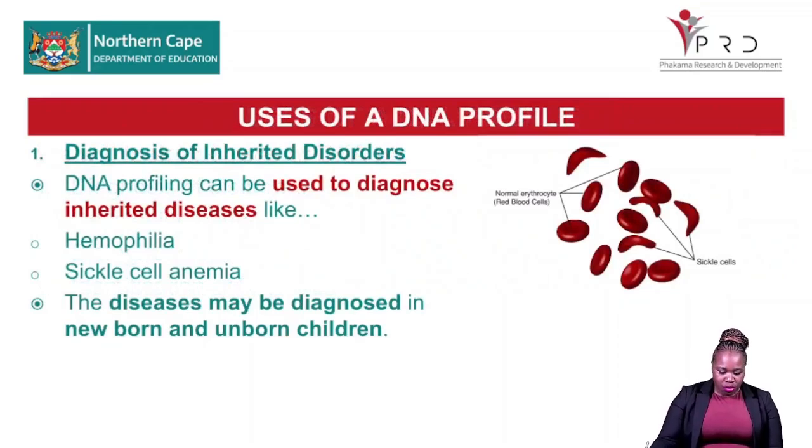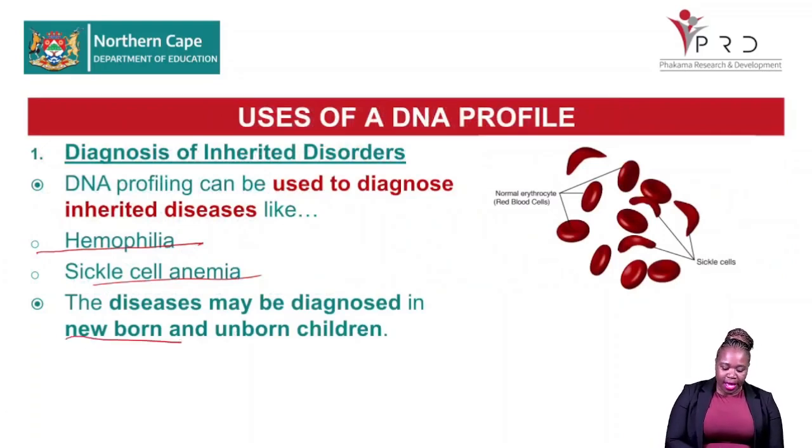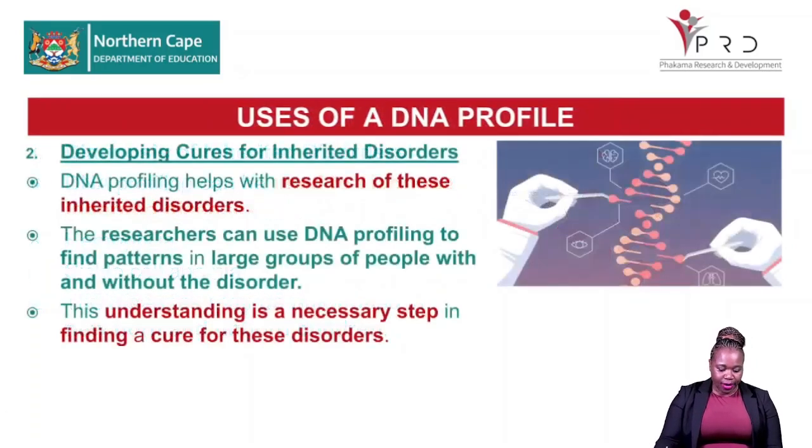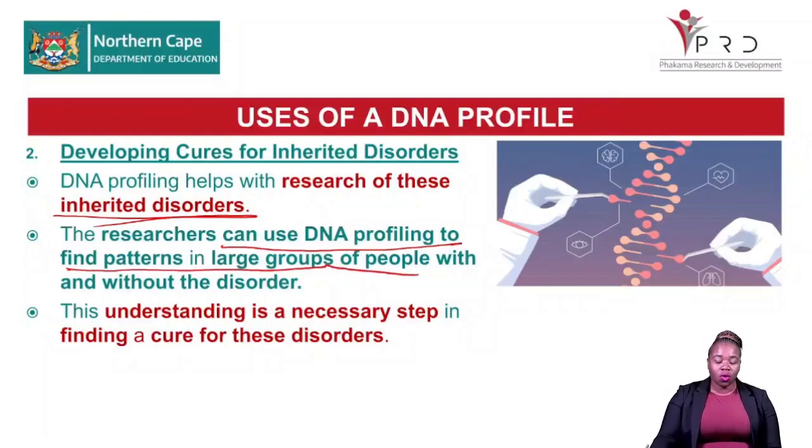Right. Now, with the diagnosis of disorders, we can look at disorders such as hemophilia as well as sickle cell anemia, which can be diagnosed in newborn babies as well as in unborn children. Right. And then, like I said, with the information that has been obtained as the diagnosis has been done, DNA profiles can also be used in research for these inherited disorders, right? So the researchers can use DNA profiling to find patterns in large groups of people with or without the disorder.